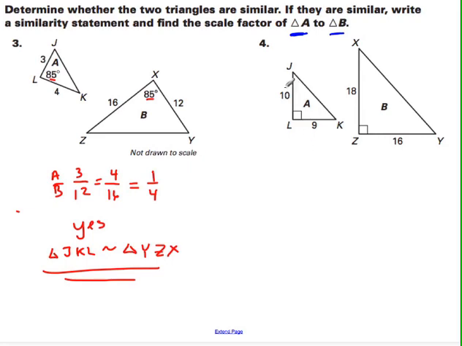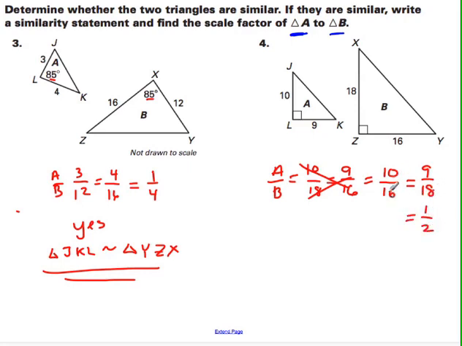For number 4, we'll look at this. We'll again compare A to B, so I'll have a simple fraction A over B. I'll try to set this up. Let's compare 10 over 18 and see if that's equal to 9 over 16. I don't really see a good way of simplifying either one of those fractions, so let's try it the other way. Let's try 10 over 16. Yeah, we can simplify that a little bit, they're both divisible by 2. That'd be 5/8. And then let's try 9 over 18, which simplifies to 1 over 2. Either way that I try this, I cannot get this to work out, so I'm going to say these two triangles are not similar.